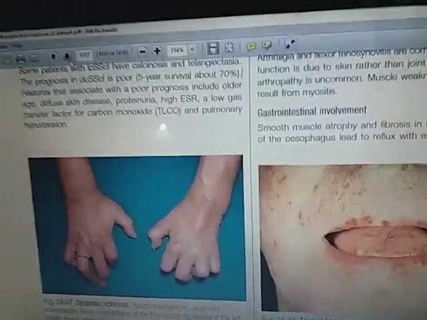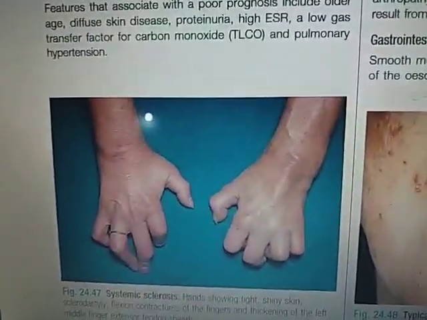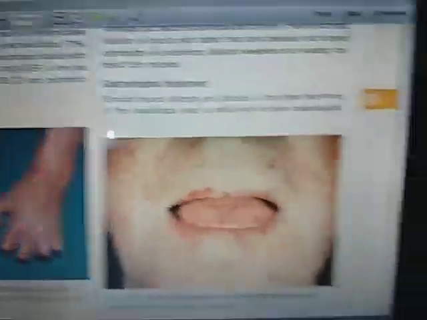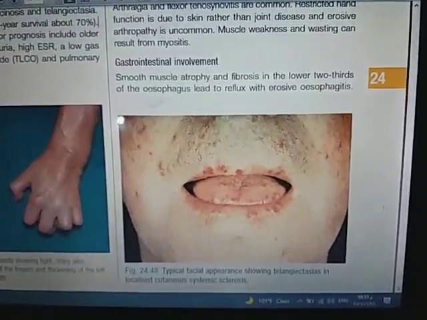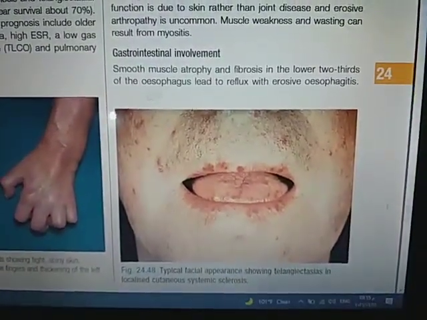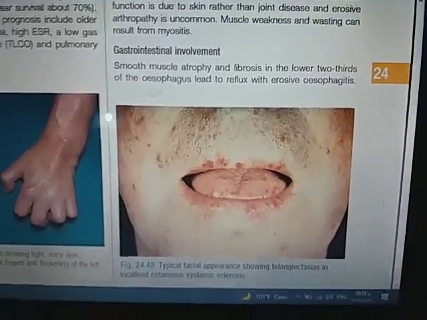Here the skin involvement on the left side and the microstomia and telangiectasia on the right side. Case of systemic sclerosis.